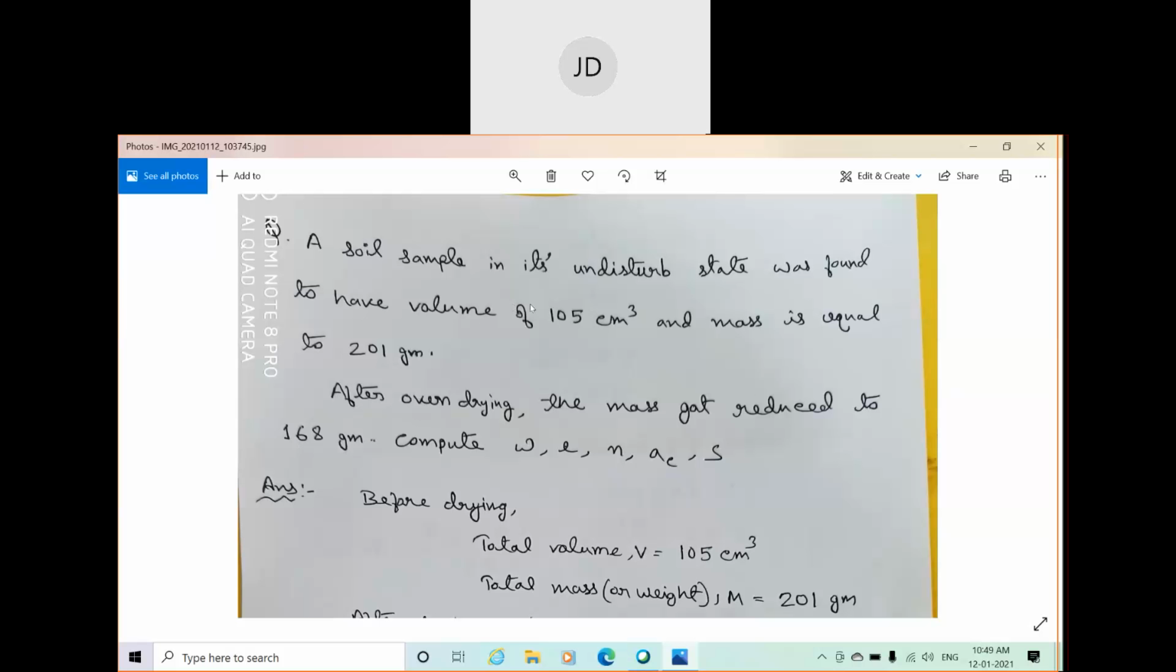These are the values or information given to you. Using these three pieces of information, you have to find these five parameters, or index properties, of soil.